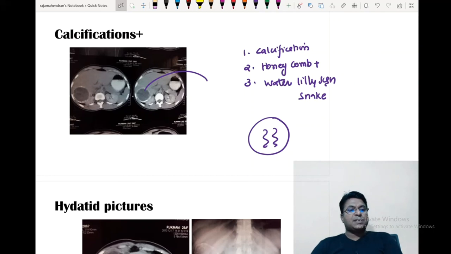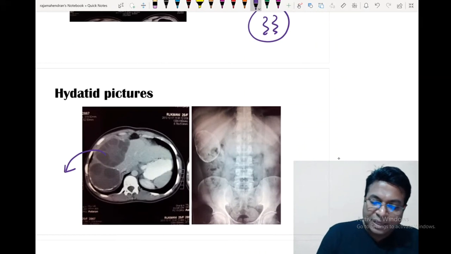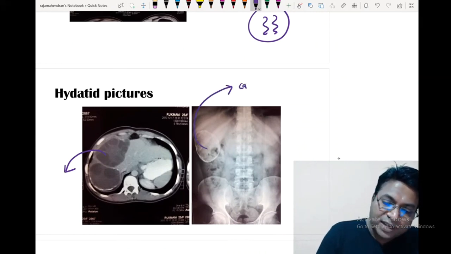Amoebic abscess, hydatid cyst, everything will be seen on the right lobe only. You can see this is one of my patients with a hydatid cyst on the right lobe. A calcified cyst, fully calcified cyst on X-ray.